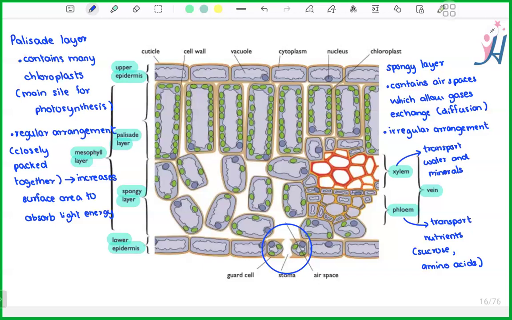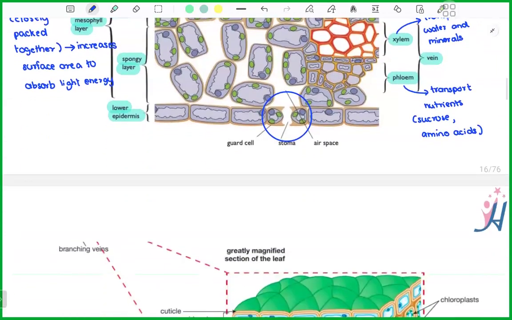The cells are arranged regularly and closely packed together, which increases the surface area for the leaf to absorb light energy. The spongy mesophyll layer contains cells that are irregularly arranged, and due to that arrangement, they contain air spaces which allow gas exchange by diffusion. The spongy layer also contains veins, or vascular bundles, mainly to support and transport. The main function of xylem is to transport water and minerals, and the main function of phloem is to transport nutrients, specifically sucrose and amino acids.